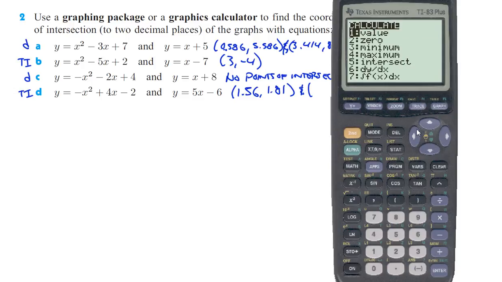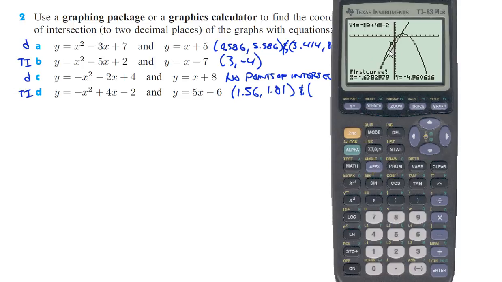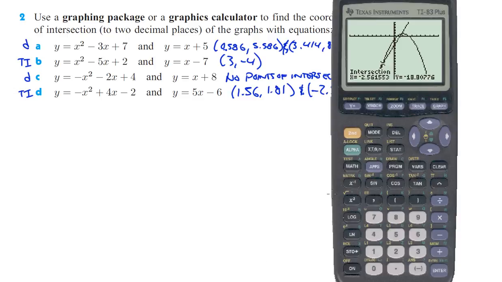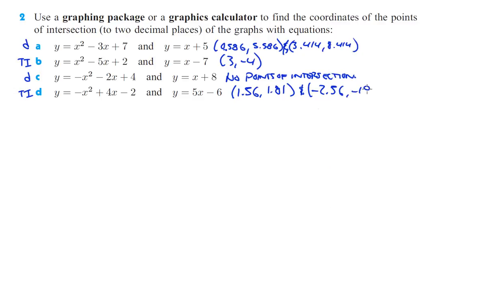So then we'll do second, calculate, intersect, and now this intersection here has to be closer to that one. If we leave it up here, it's going to give us that intersection that we already found. So we got to get down closer to this one. Push enter for the first curve, enter for the second curve. Do you want us to guess? Yes. And we get the intersection is negative 2.56, and the y is negative 18.81. Okay, so those are our 2 points of intersection.